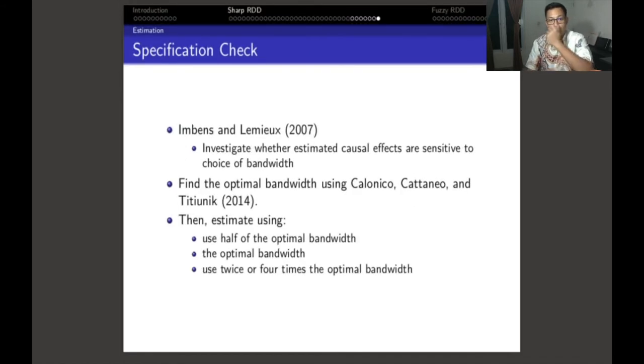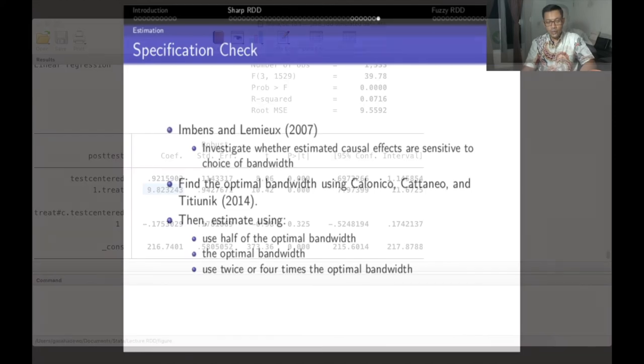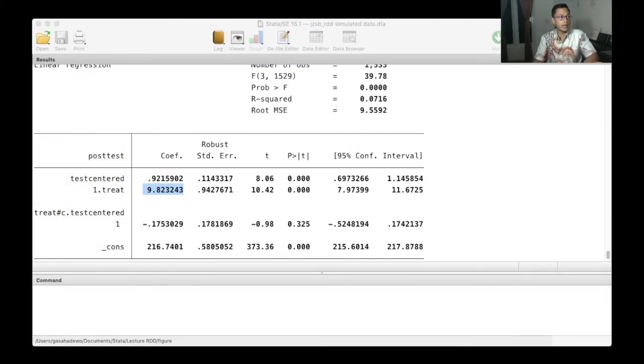Okay, now, Imbens and Lemieux suggested that we should investigate the estimate of the causal effects for a different choice of bandwidth. Why do you want to do this? Well, we want to see whether or not the estimation is sensitive to different bandwidths. So I'm going to go back to Stata, and I created a syntax such that we're going to be able to identify the impact for different bandwidths.